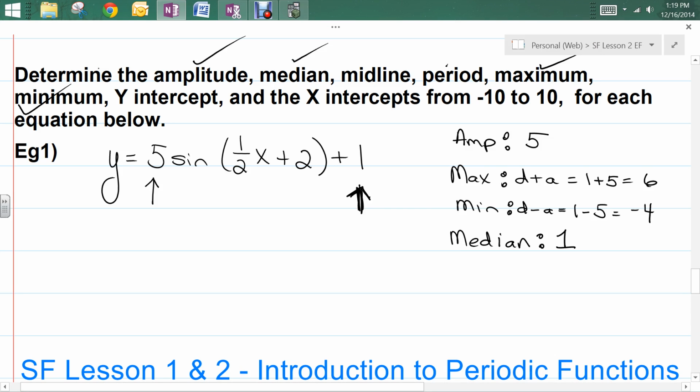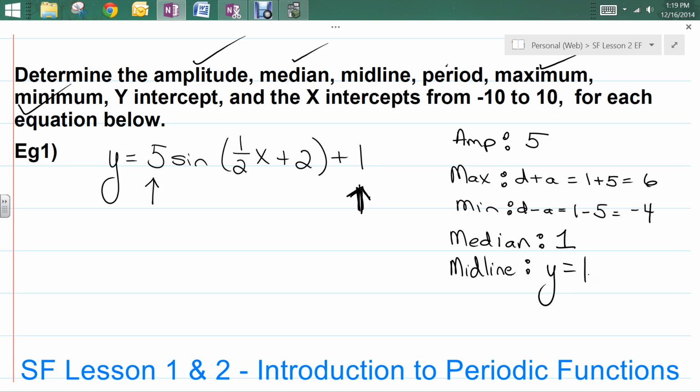Midline. Midline is actually talking about the definition or the equation of a line. The equation of this line is a horizontal line. So the midline, by definition, is y equals 1. The equation of the midline is y equals 1. The y equals is important because without the y equals, it's not a horizontal line. It's not a midline. It's just a number. So you have to have the y equals.